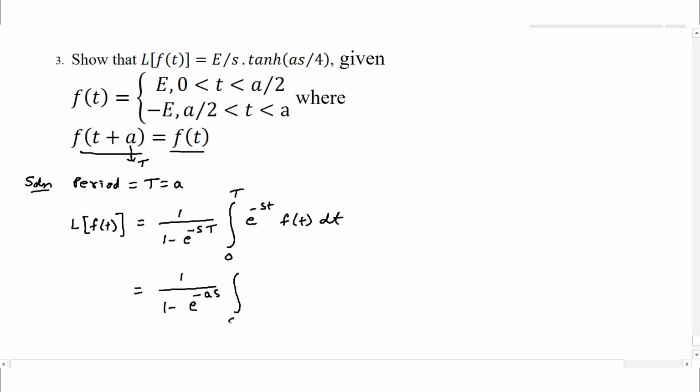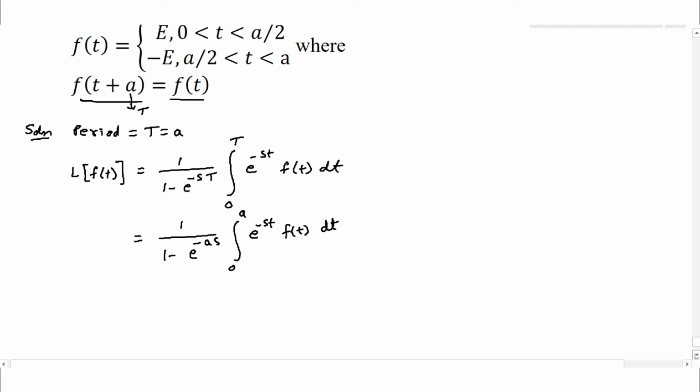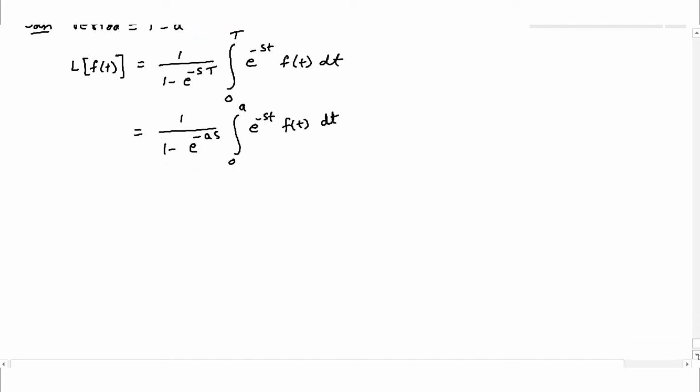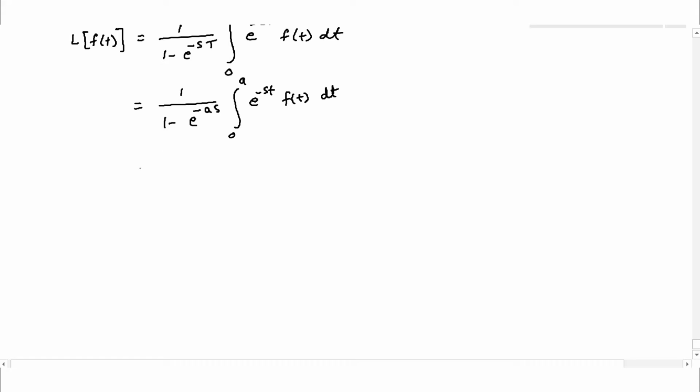It is integral of 0 to a, so e power of minus st f of t into dt. But f of t is defined for the intervals 0 to a by 2 and a by 2 to a, so I need to rewrite the integral. So if you try to rewrite the integral, I will be getting the expression to be equal to 1 by 1 minus e power of minus as.